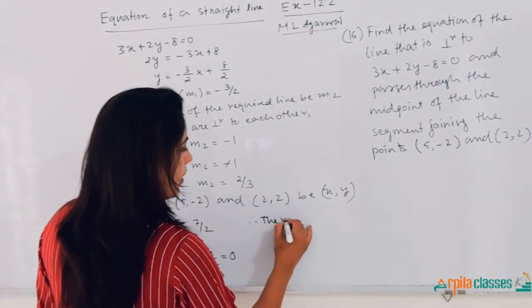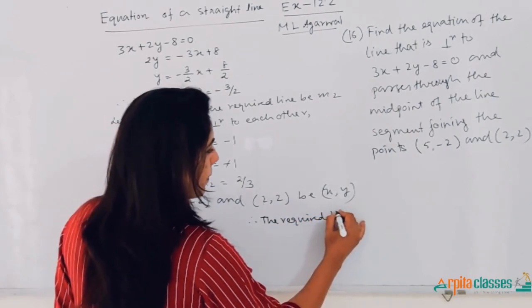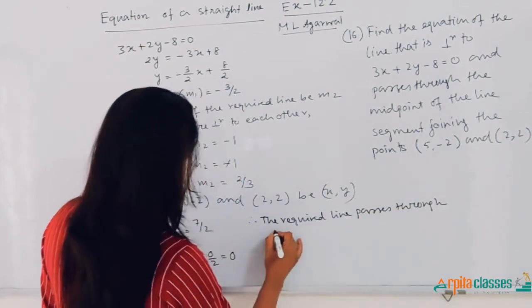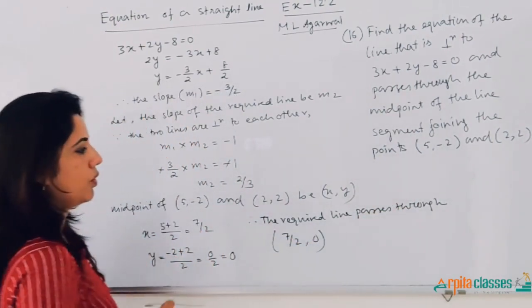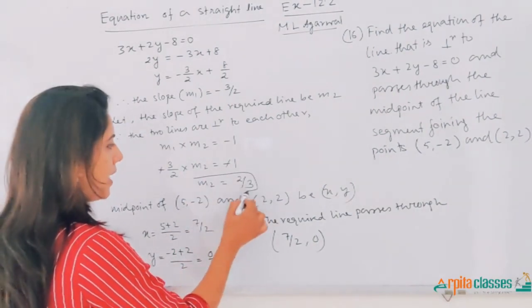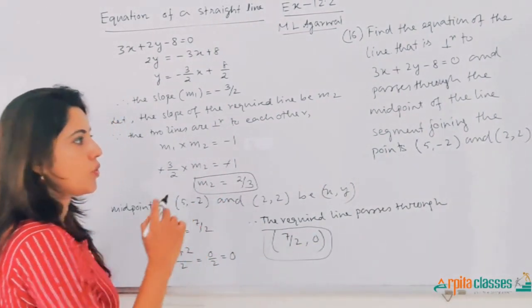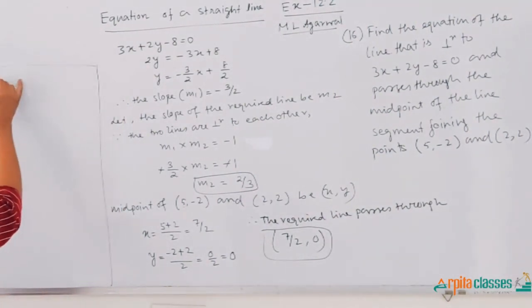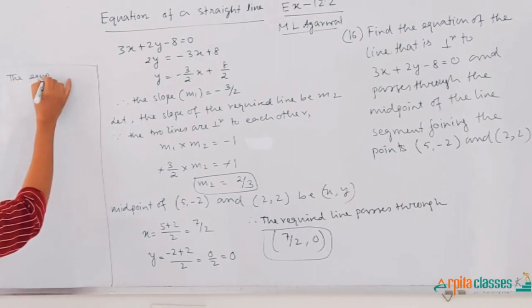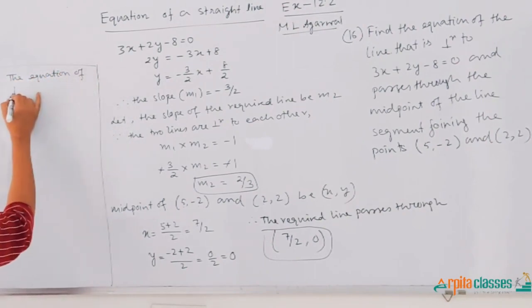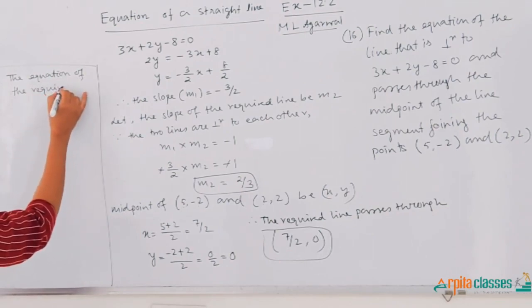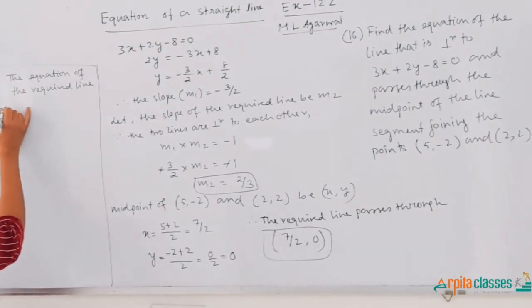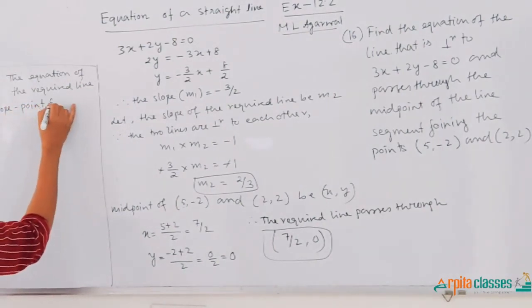Therefore, the required line passes through which point? (7/2, 0). So we have the slope of the required line, we have the point through which it passes, so we can get the equation of the line. Let us do it here. Therefore, the equation of the required line, which form are you going to use? Slope point form. So you can mention it here, slope point form.